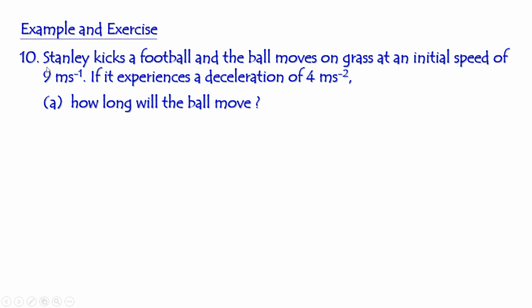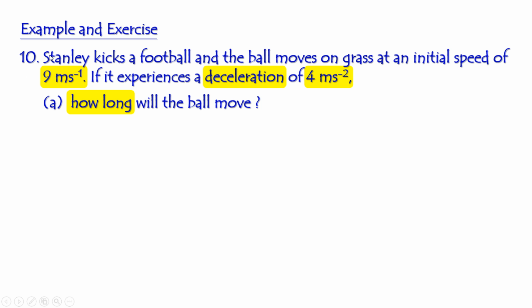In question 10, Stanley kicks a football and the ball moves on grass at an initial speed of 9 meters per second. So it should be the value of u. And then it experiences a deceleration of 4 meters per second squared. Please pay attention to this term. This term is deceleration, so you must be very careful. And then you have to find out how long. What's meant by how long? It doesn't mean the distance traveled by the ball. How long means the time taken by the ball during the journey.